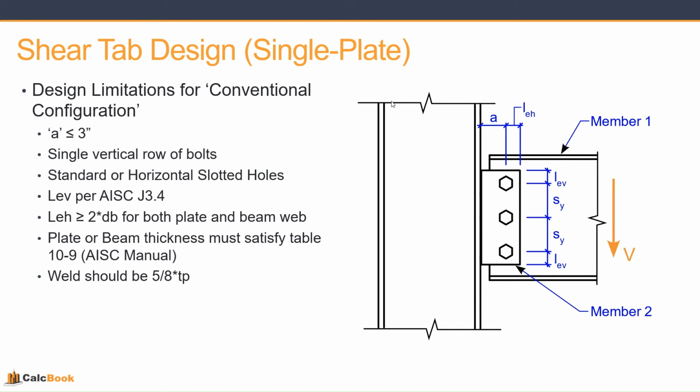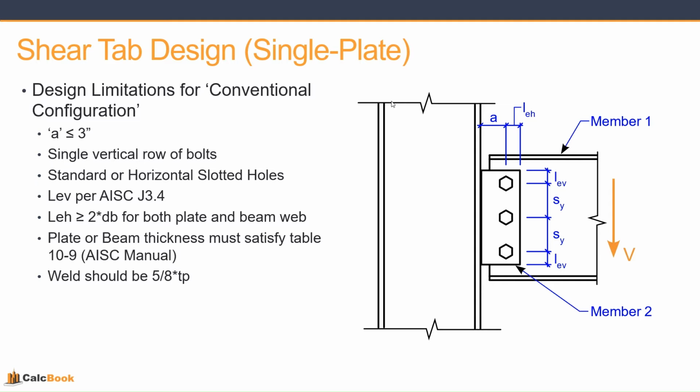What we're talking about for this calculation is a conventional configuration. They have a conventional configuration and they have an extended shear plate. Extended basically means that the eccentricity distance to your bolt is going to be greater than 3 inches. In that case there are a lot of extra checks you have to do on the plate, and different moments that need to be included. For the conventional configuration, as long as we keep that a less than or equal to 3 inches, we can ignore a lot of those extra calculations.